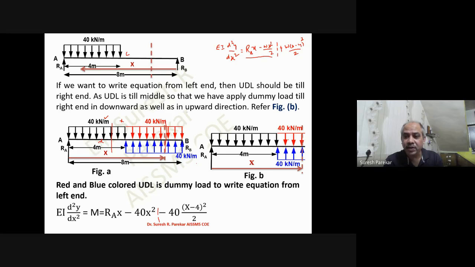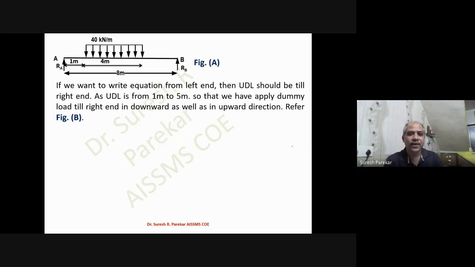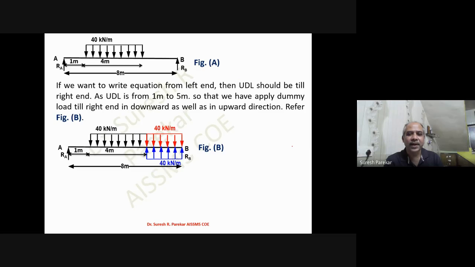If I do not have UDL throughout, then my equation will not be minus 40x square till end, and therefore we have to apply dummy load, and that will be till the other end. So if we go to this problem, and then what will happen in this case, we have to apply dummy load likewise. So I have three regions now. I have first region, this will be RA into X. Then I have second region, C to D, where RA into X minus 40X square. And then I have third region, D to B, which will be plus 40 into X minus 5 square by 2.